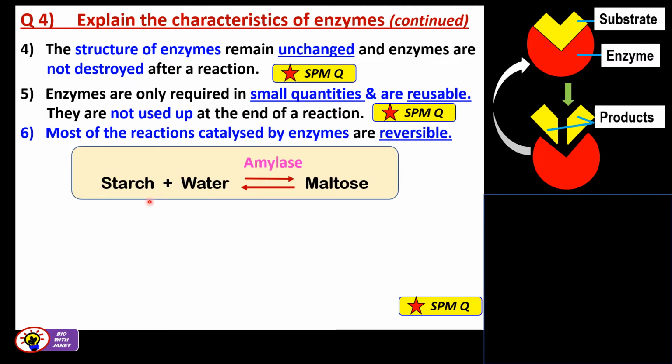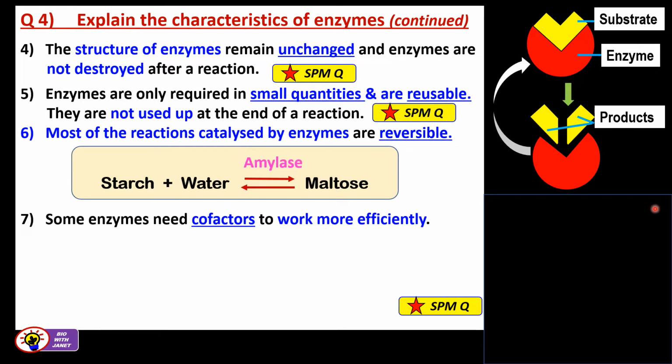Number 6, most of the reactions catalyzed by enzymes are reversible. Let's take the hydrolysis of starch into maltose. This reaction is catalyzed by the enzyme amylase. Now the reaction can go forward. The hydrolysis of starch can go forward to produce maltose, and it can also go backward, whereby the molecules of maltose can join together to form starch in the process of condensation. So we say that the reaction is reversible.